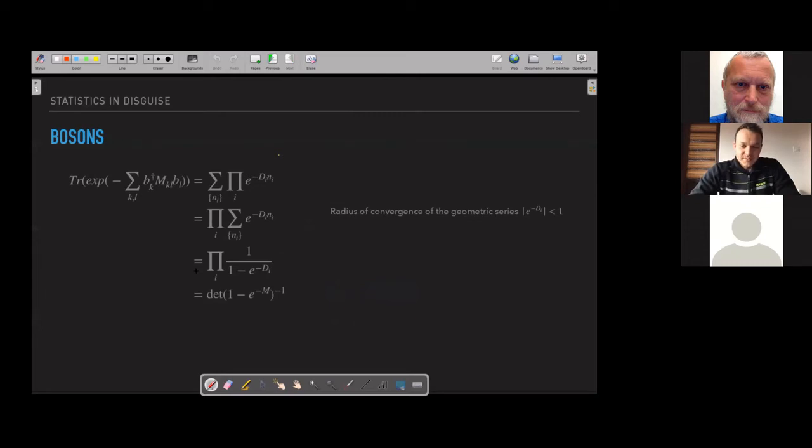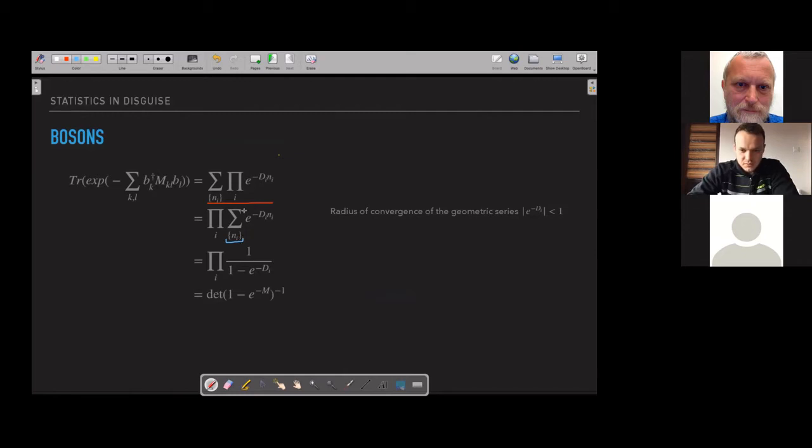Now we do the same diagonalization of the matrix with a different unitary transformation possible, but it follows the same logic. And again, we end up with exactly the same expression, but this time we're dealing with bosons. So the possible values for n_i here are also infinite. So n_i, because of bosons, can take values from 0 to infinity. And what we have to do is to evaluate this sum over all possible n_i's.